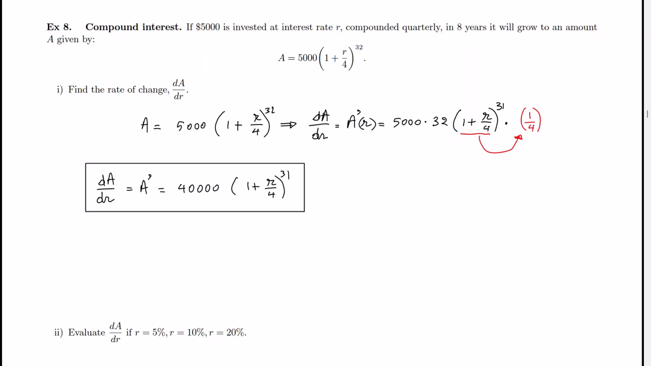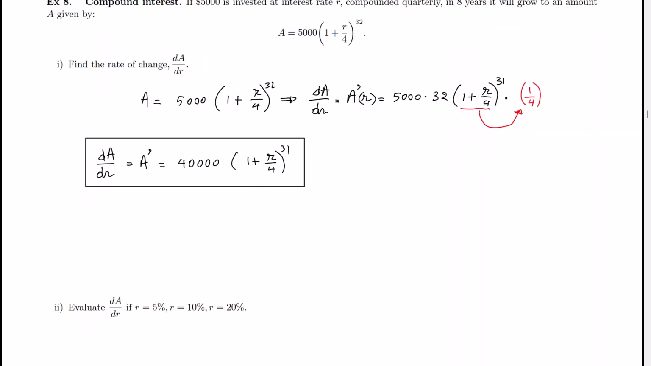So remember, for this problem, there's no other way to do it. I mean, you can try to do the product rule 32 times because of the power 32, but that's ridiculous. It will take forever to get the answer. Whereas doing it with the chain rule or the general power rule in this case is much easier.